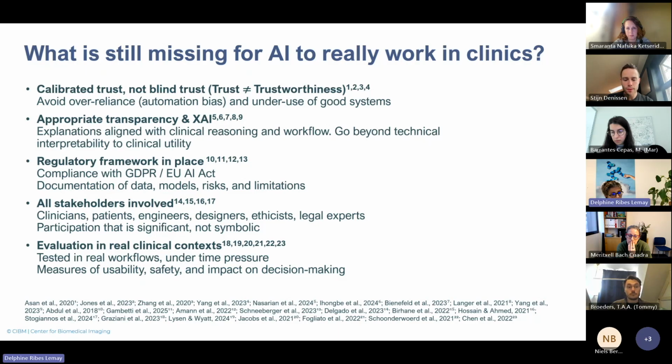And finally, last but not least, those systems need to be evaluated in real clinical context. And we need to make sure that we measure usability, safety, and impact on decision making, but also impact on how people behave with such a system and feel with such a system.